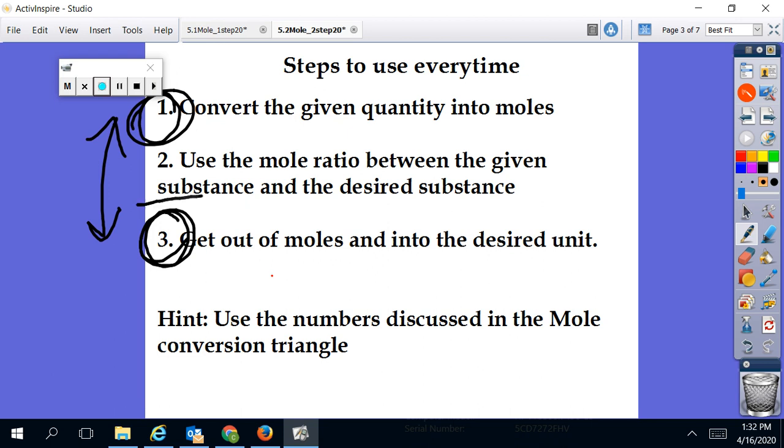And once again, just like we did last video, we're not going to use step 2 yet. We're going to save that for our next video. So once again, we're going to use two steps, steps 1 and 3. We're going to use our numbers in our mole triangle and use our tool of factor label.